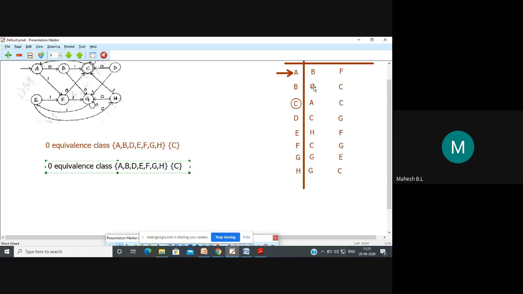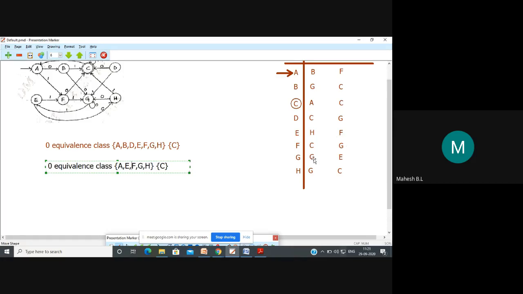B: G, C. C is in a separate class. D: again C, G separate. E: H, F. H, F both are in same class. That means A, E are in same class. H, F. Okay, then F: C, G.